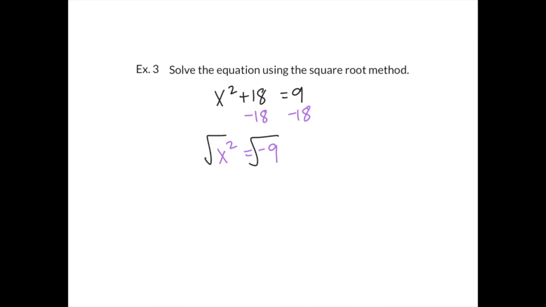So when solving by square roots, if you're ever taking the square root of a negative number, since that's not possible, we would say that this equation has no real solutions.